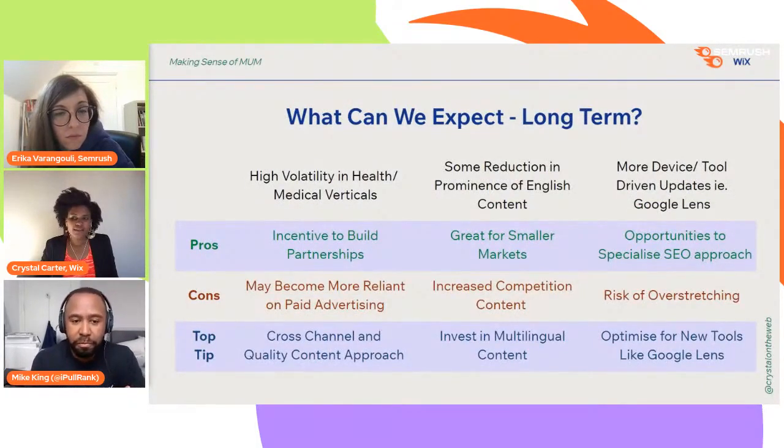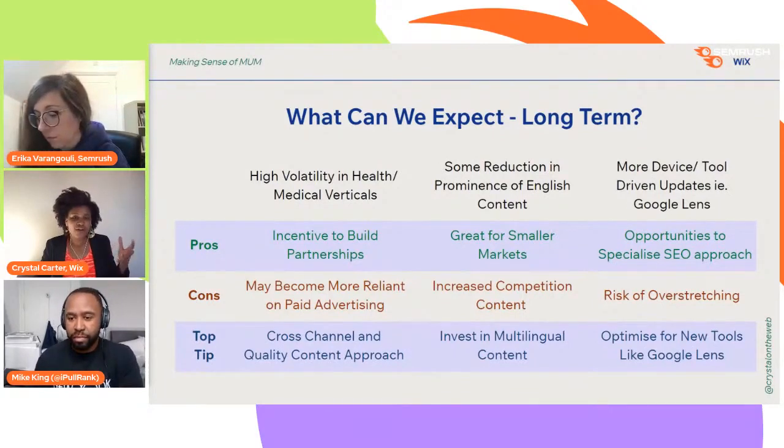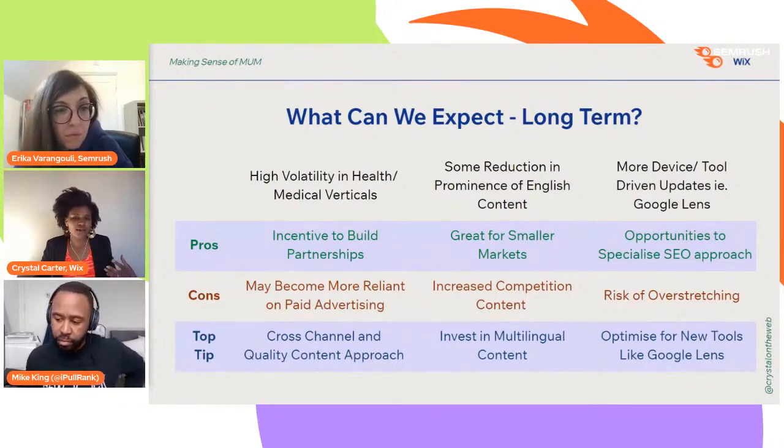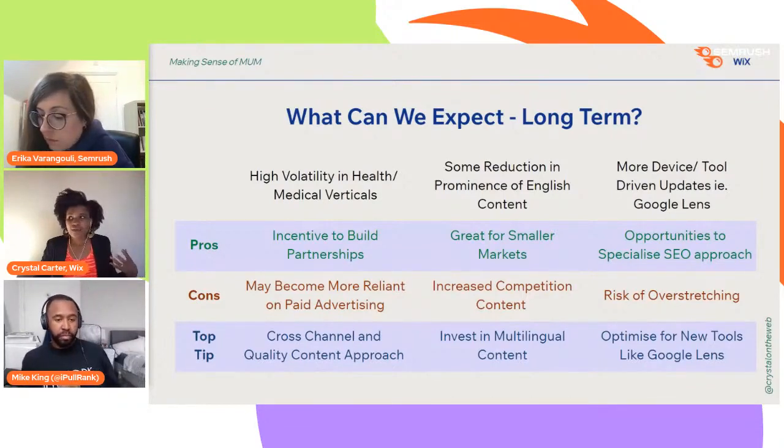In the long term, I think that there could potentially be some volatility around different verticals like the health verticals, because I know that Google has actively talked about getting into health verticals using some of their image optimization understanding. There could also be some reduction in the prominence of English content because they're getting so much more invested into international content. And we could also see more device-driven updates from things like Google Lens, which has been a big part of the MUM conversation.